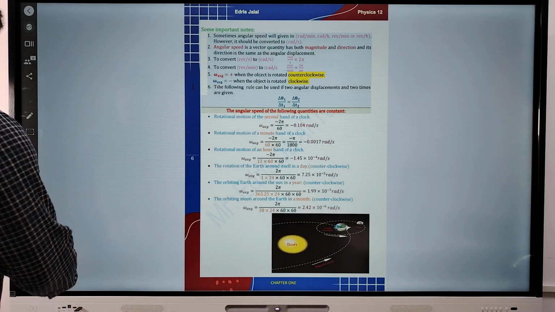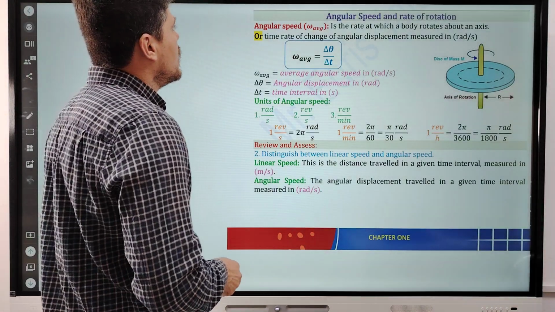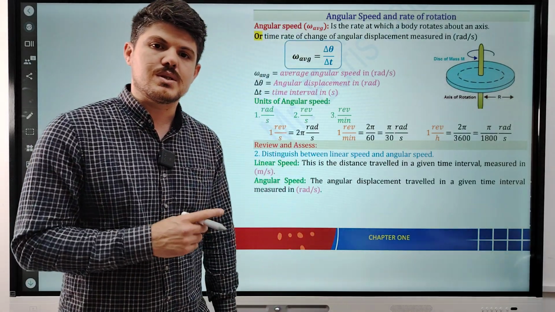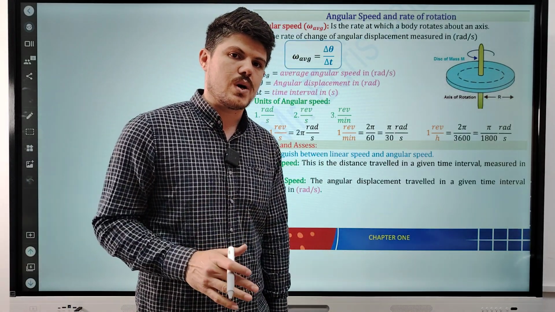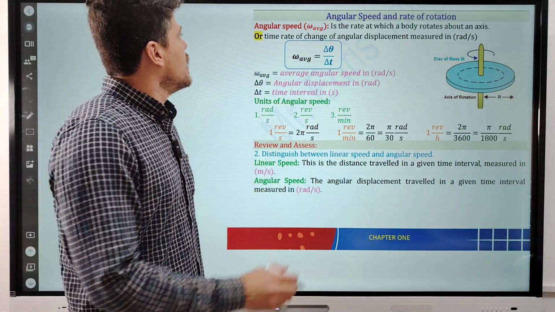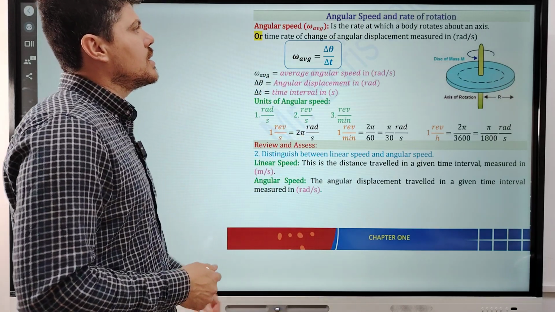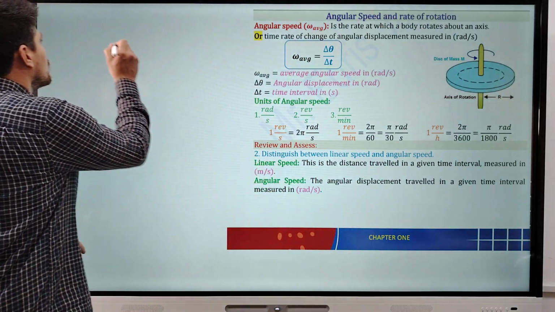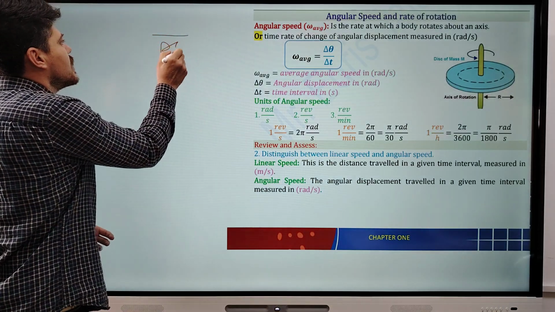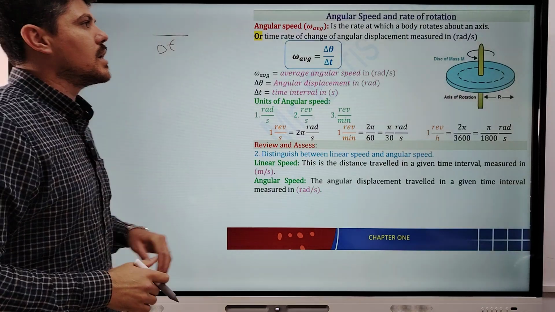Let's talk about the angular speed. As I mentioned before, what is the definition of angular speed? It has been asked in the exam many times, so you have to be very careful to know and recognize the definitions. What is the definition of angular speed or average angular speed? It is the rate. What do you mean by rate? It means the fraction. When we say it is the rate, it means something divided by time.